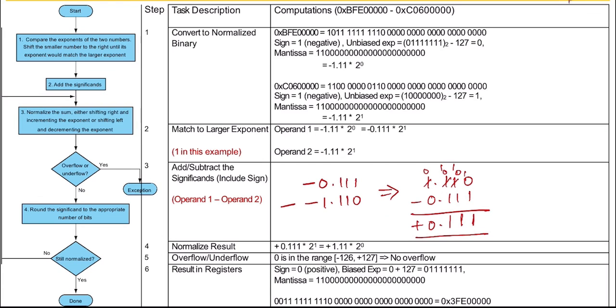All right, let's talk about floating point addition. The next thing is that we've been given these numbers: 0xbfe00000 minus 0xc0600000. So now you need to convert to normalized binary.